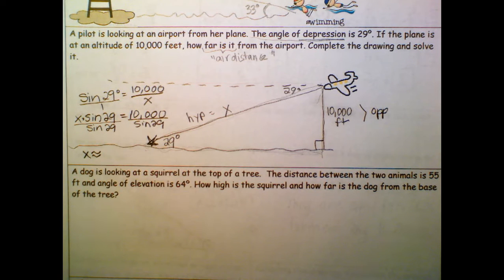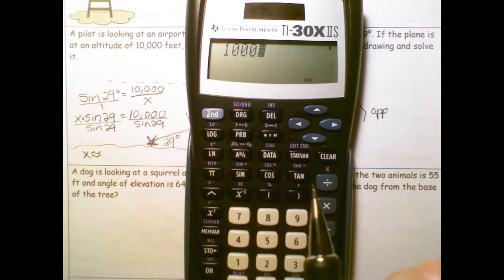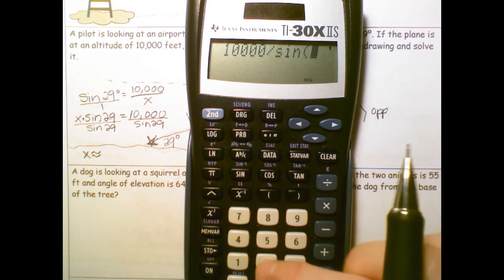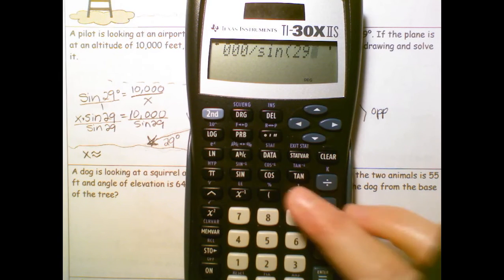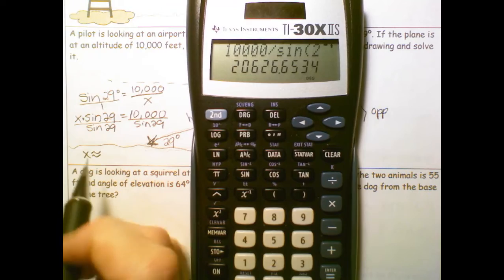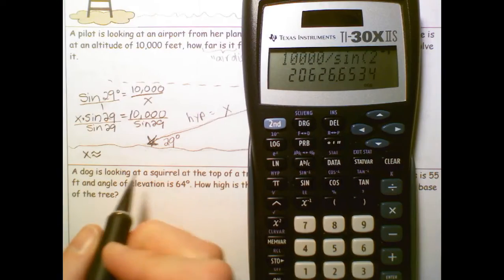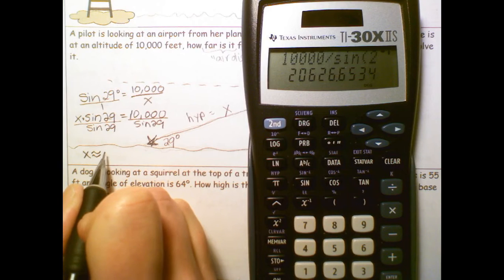Okay, so now we're going to go ahead and just punch in the calculator. 10,000 divided by sine of 29. And I get 20,626.6 feet. It doesn't say how to round it. I mean, a number that big, I just kind of want to round it to the nearest foot, but I'll go ahead and take it to the tenths because that's kind of the general rule. If it doesn't say how to round it, you go to the nearest tenth.